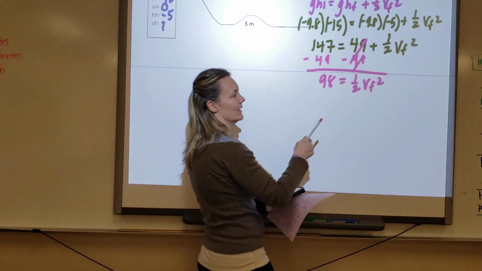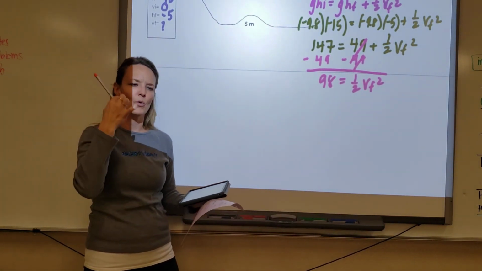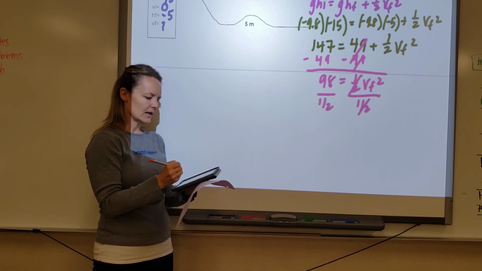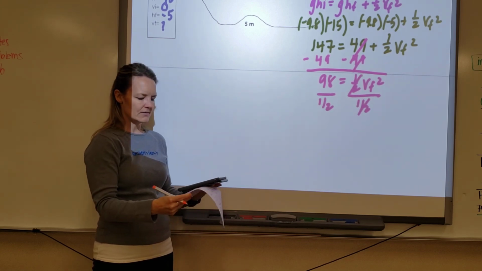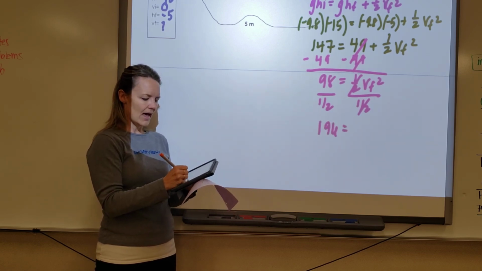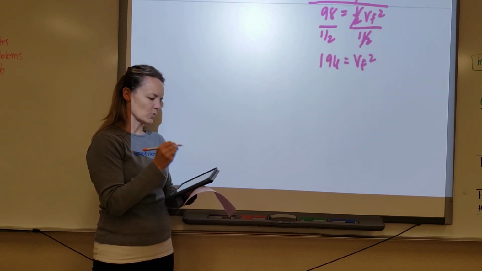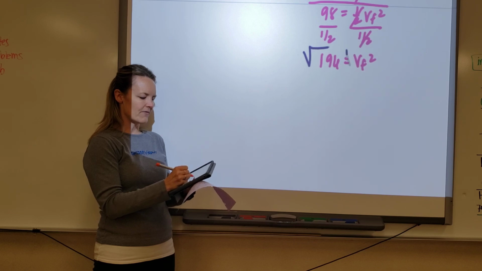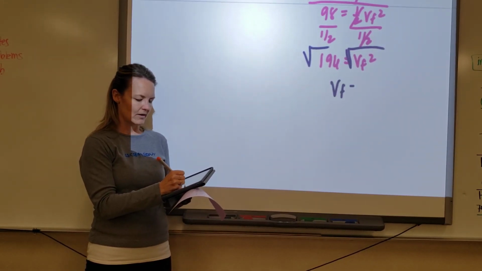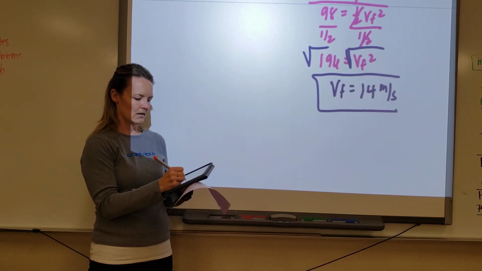Okay, from here, I need to divide by 1/2. Don't divide by 2. You got to divide by 1/2 or 0.5. So both sides, I got to divide by 1/2. It cancels out. 98 divided by 1/2, it gets bigger. It is 196. That is still not VF. That is VF squared. My last step to find the final velocity, I need to square root both sides, and I get a final answer of 14 meters per second.